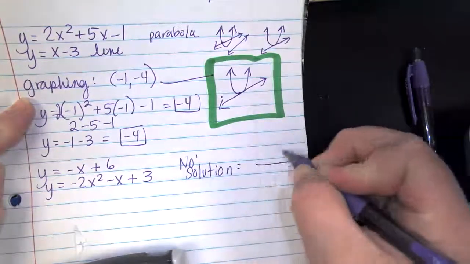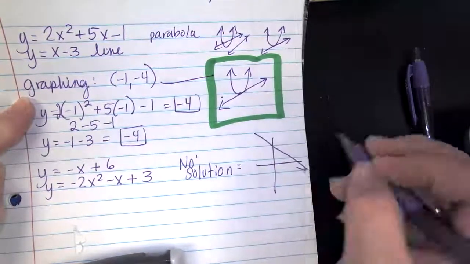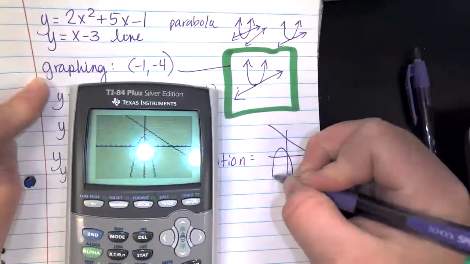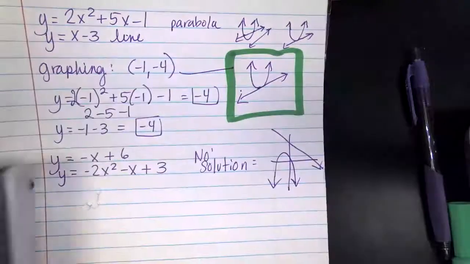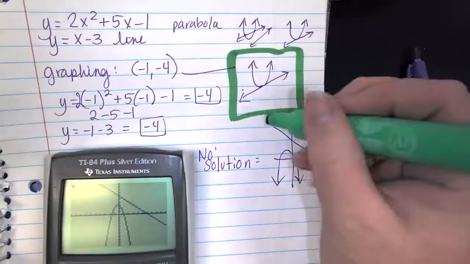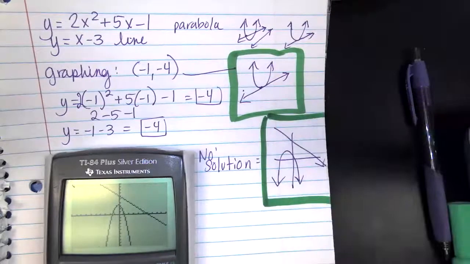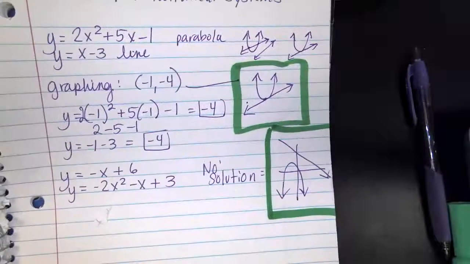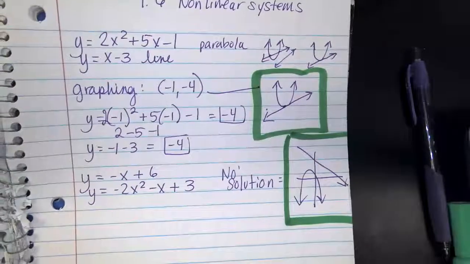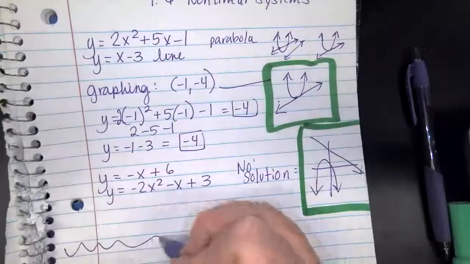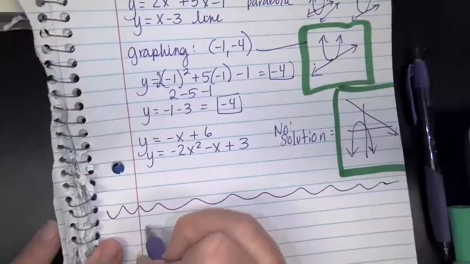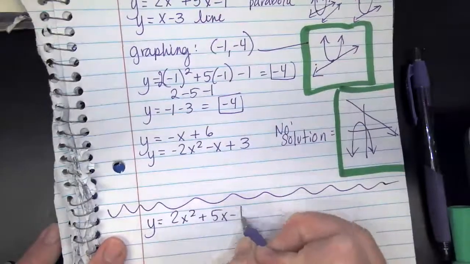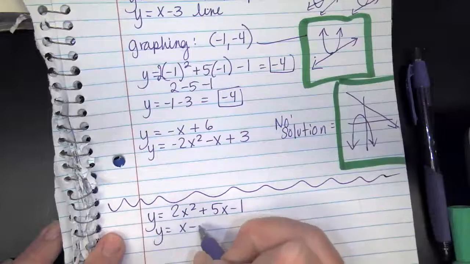Again, let's do a quick sketch. It looks like my line goes like that and my parabola goes like that. That's a good way of showing that they don't intersect. So how can we do this algebraically so that we can actually see? Let's take those same equations. We know what the answer is at the top. Let's see if we can figure out how to do this algebraically.